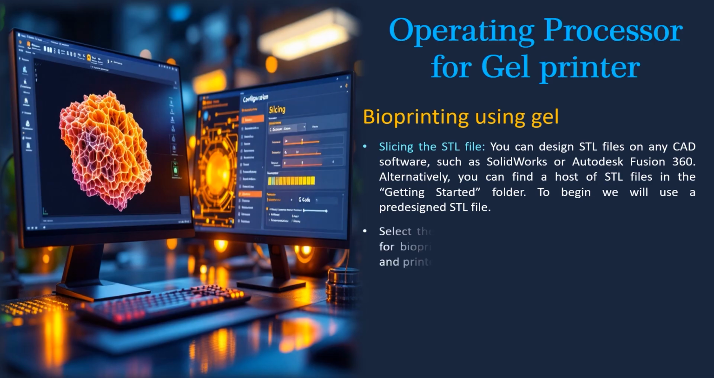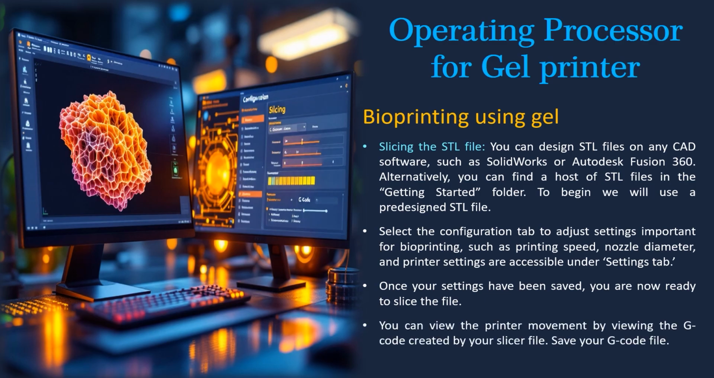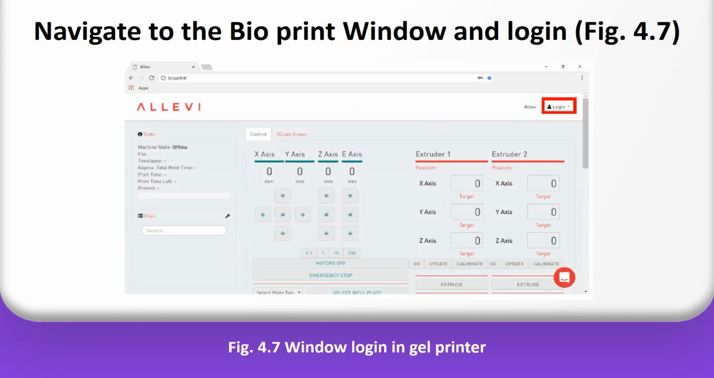There are many commercial and open source software packages available through which we generate the G code, and there are some standard processes like setting the printing speed, nozzle diameter, or some other hardware settings. I will show you some of the interface, like once we go to the bioprint or gel print window, like you can see on your screen.